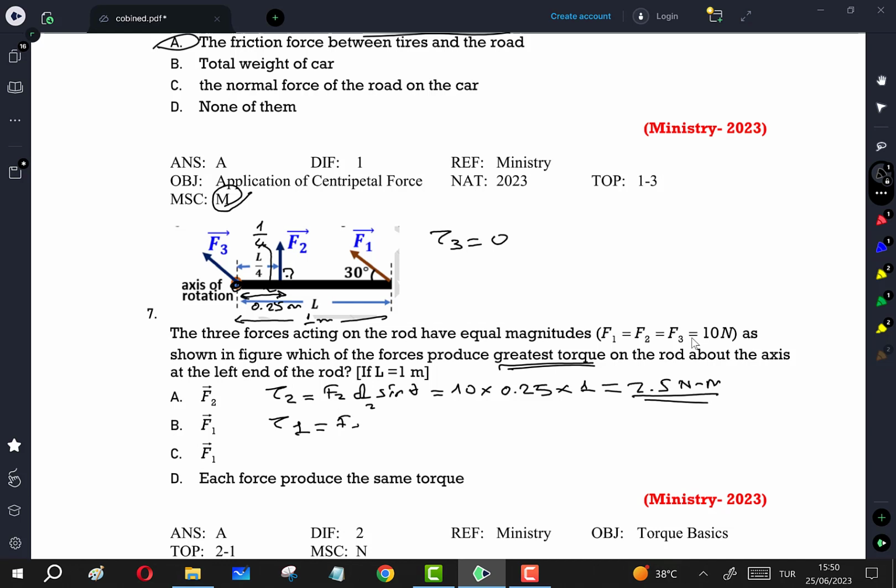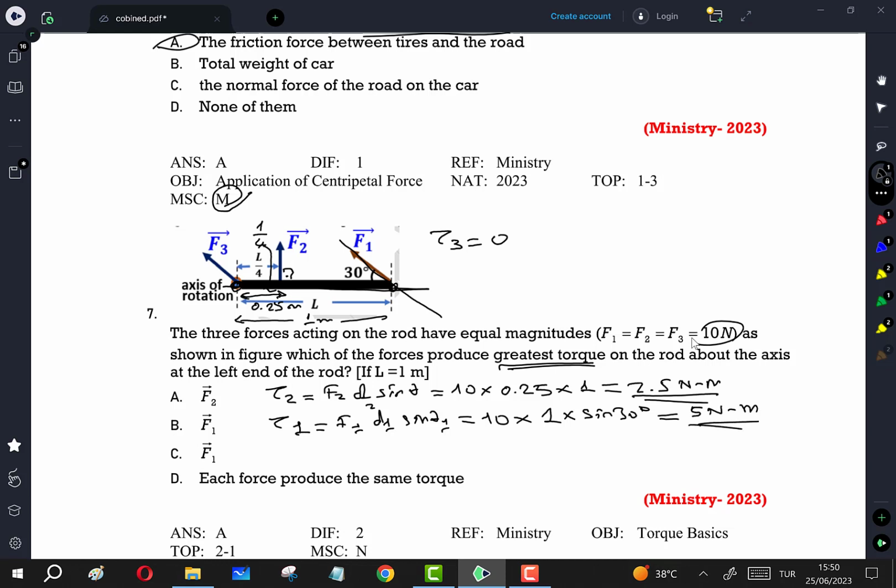It is F1 times d1 times sine theta 1. So F is again the same, they are all equal in magnitude, but the distance for F1 is from where the force acts until the axis of rotation, it is 1 meter, yani L. The angle is 30, sine of 30, we have to write it. The angle between the force line and the distance line is 30. So sine 30 is 1 over 2, or 0.5, and the result is going to be 5 Newton meter.